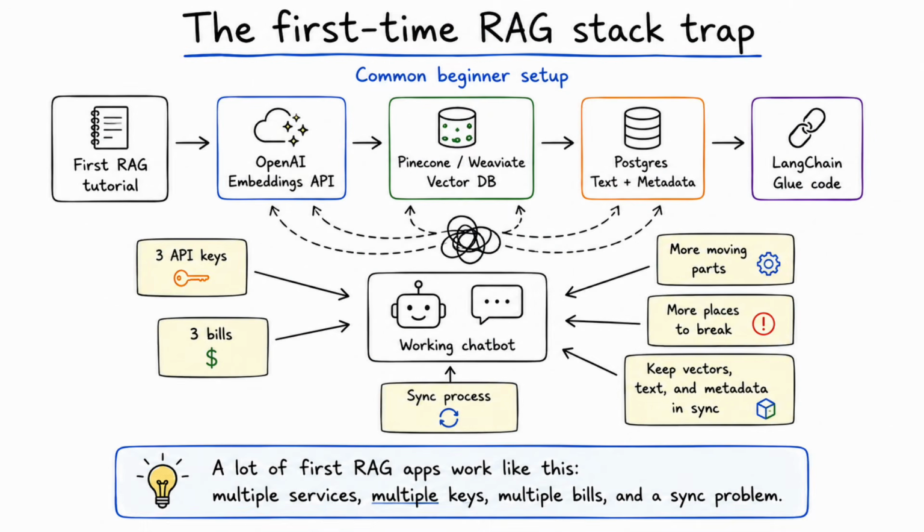Here is something I see all the time when developers try to build a RAG application for the first time. They follow a tutorial that tells them to sign up for a model API to handle the embeddings, then to sign up for a specialized vector database to store the vectors, set up a relational database to hold the original text and metadata, and wire all three services together using LangChain.